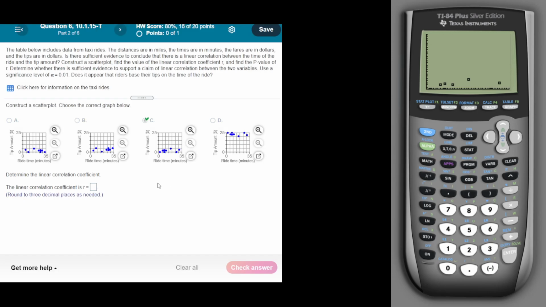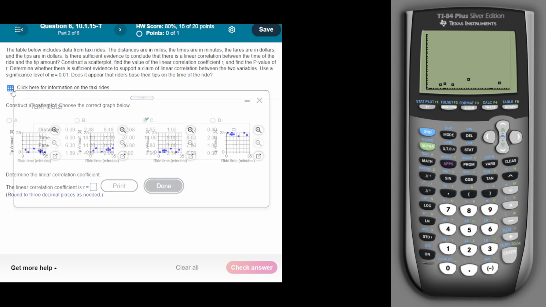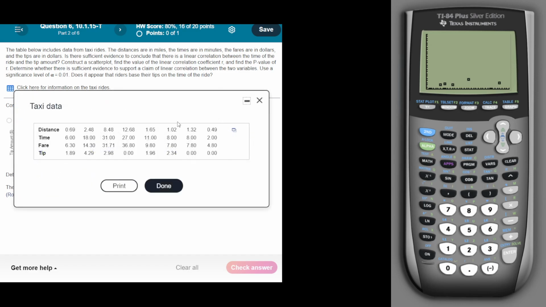Now, I did say I was going to use StatCrunch, right? So to use StatCrunch, I'm going to have to set up another window real quick so you guys can see. Give me one second. So to go to StatCrunch, you go to this little dialog here.